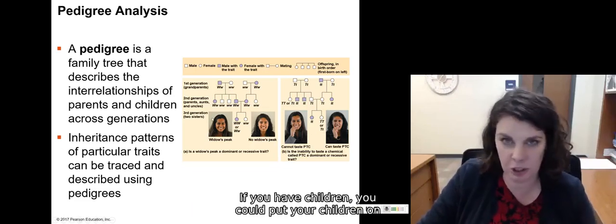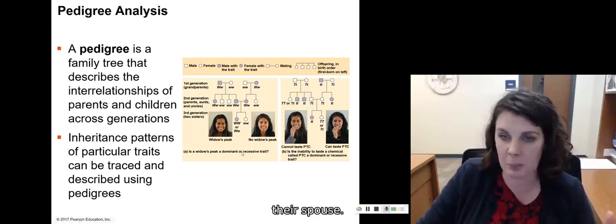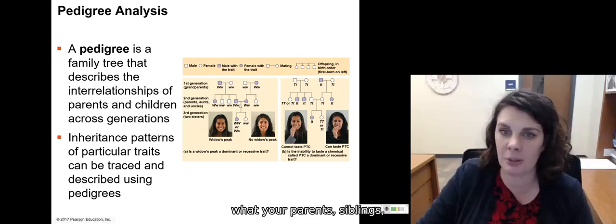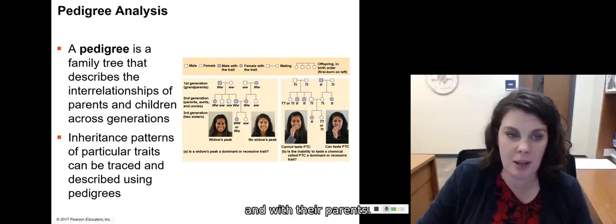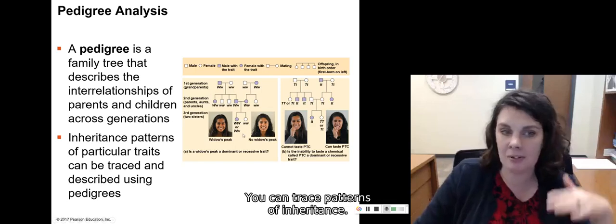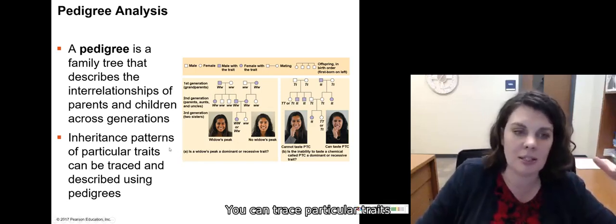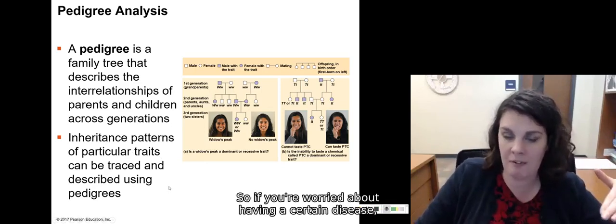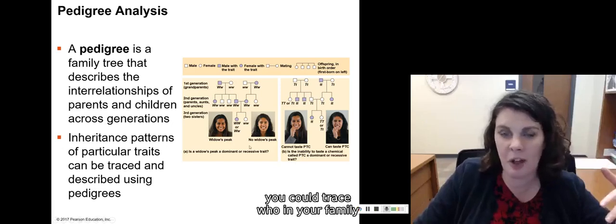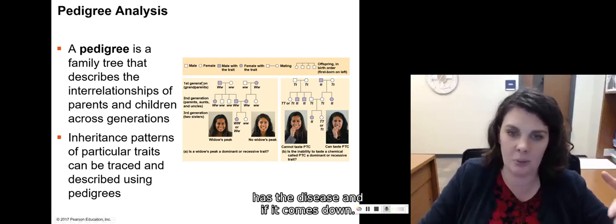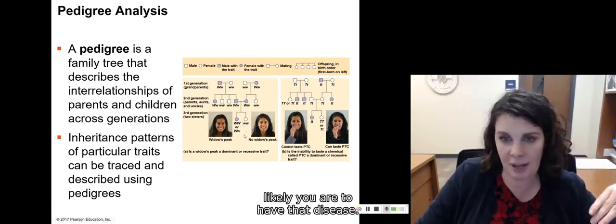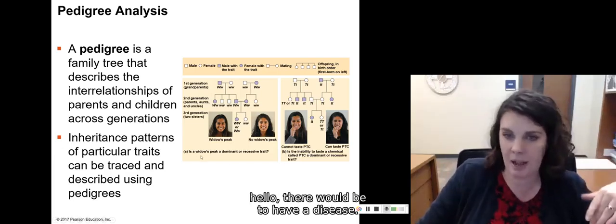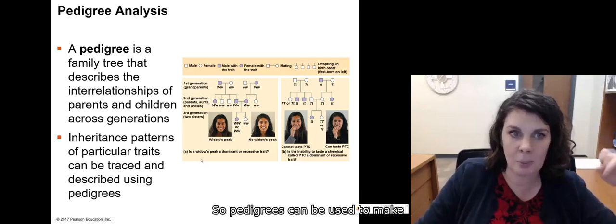If among you and your siblings you have children, you can put your children on there. Your spouse, what your spouse's trait was like. Your parents, siblings, and their parents. So you can trace patterns of inheritance, you can trace particular traits, and describe them using a pedigree chart. So if you're worried about having a certain disease, you could trace who in your family has the disease, and if it comes down, you can figure out how likely you are to have that disease, how likely, if you had children, they would be to have a disease.